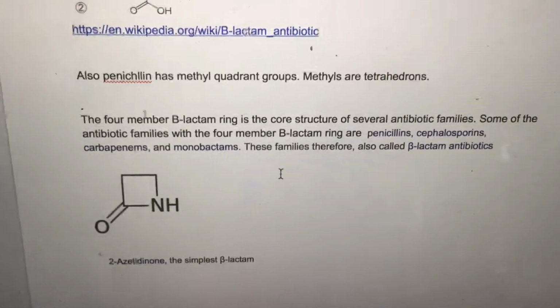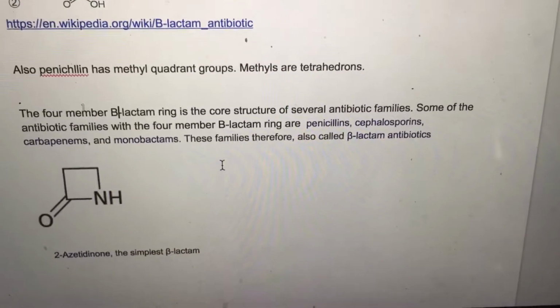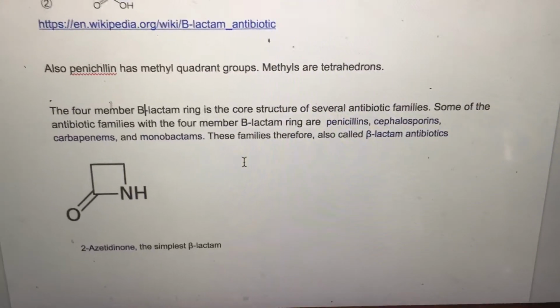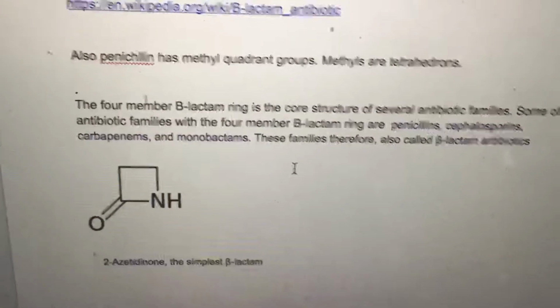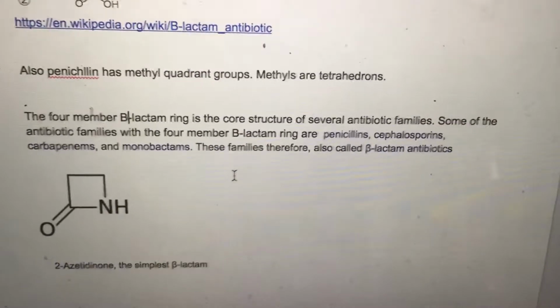Some of the antibiotic families with the four-membered beta-lactam ring are penicillins, cephalosporins, carbapenems, and monobactams. These families are therefore also called beta-lactam antibiotics.